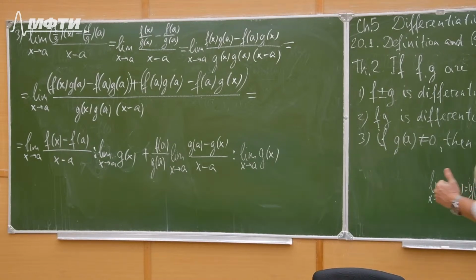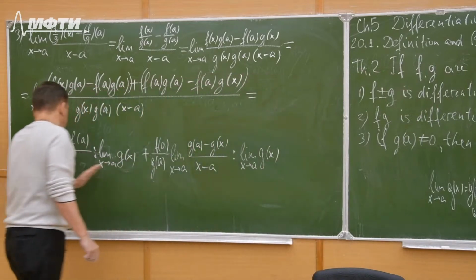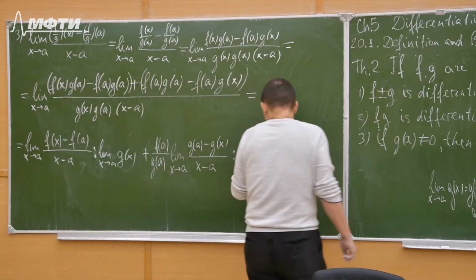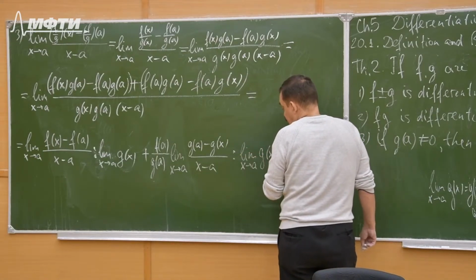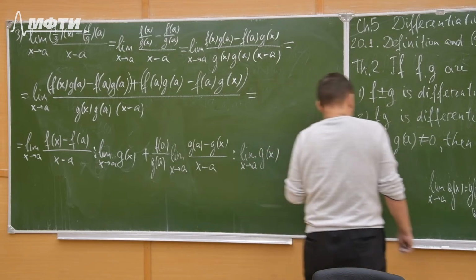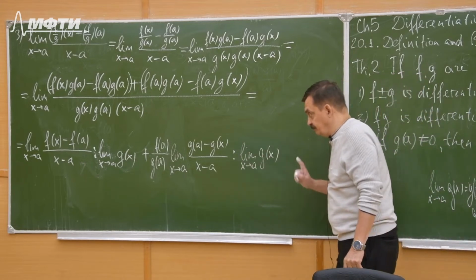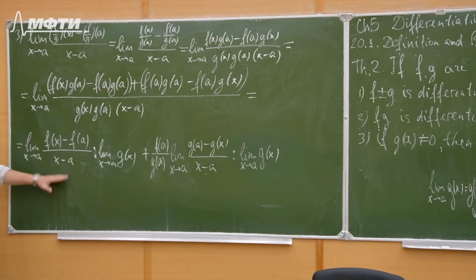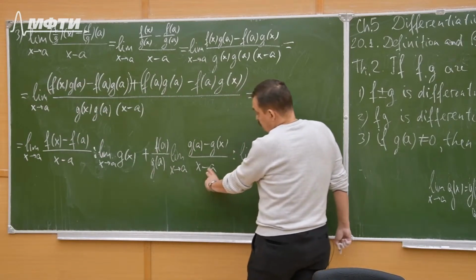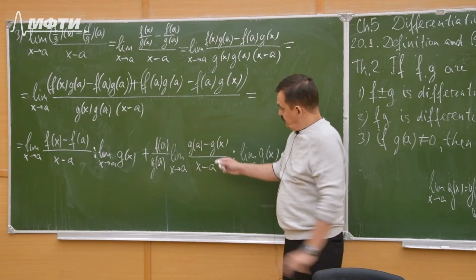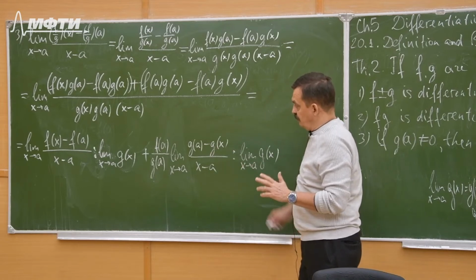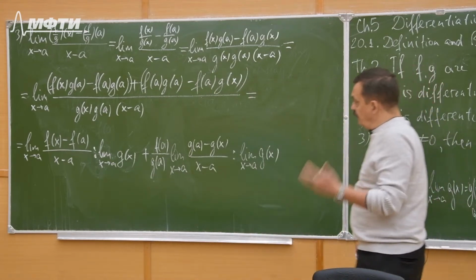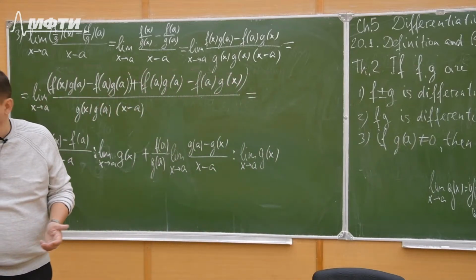Why? Because now I should check that all limits here exist, and moreover that this limit is not 0. So again we use continuity of g, so the limit as x tends to a of g of x is equal to g of a, and g of a is not 0, hence this limit is not 0 and exists. And this limit is precisely the derivative, and the second is equal to minus derivative, because here we change the order.